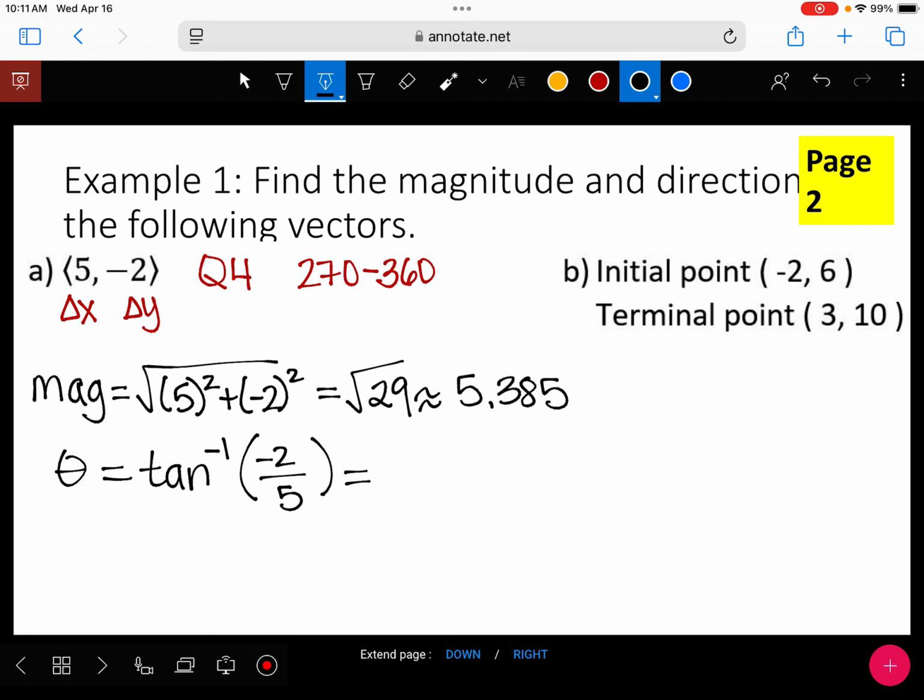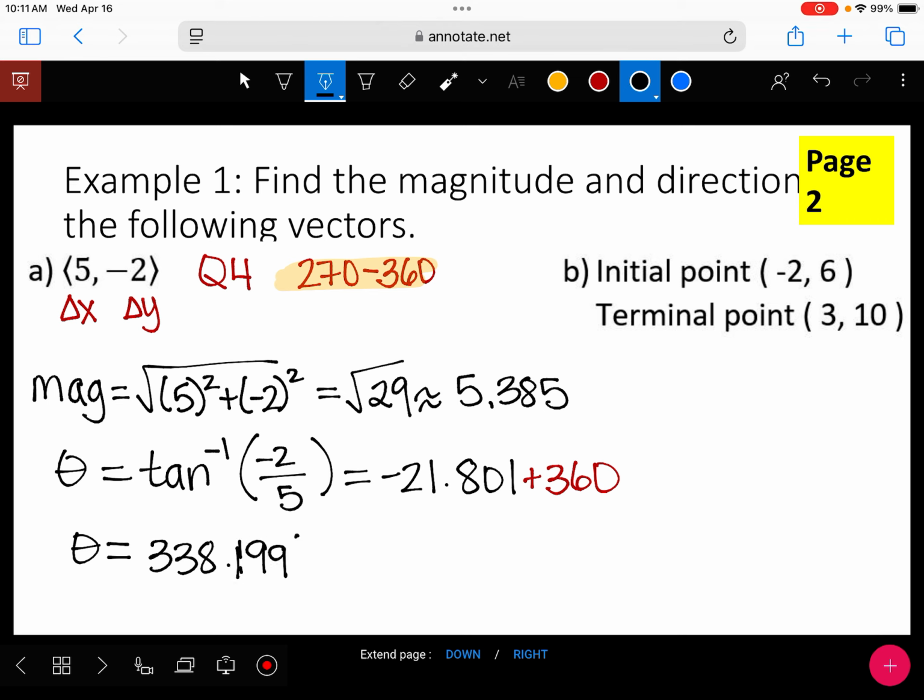All right, yes. So I got a negative 21.801, which we know would technically be in quadrant 4. But when we are thinking about direction, we want it to be a positive angle. So I'm going to add 360 to that to ensure I get a direction that falls between 270 and 360. So when you add that 360, my final direction for theta would equal 338.199 degrees.